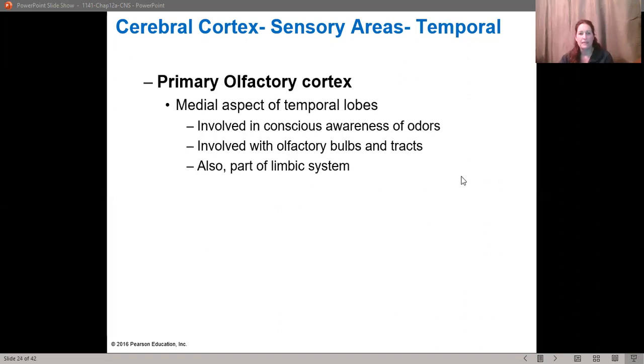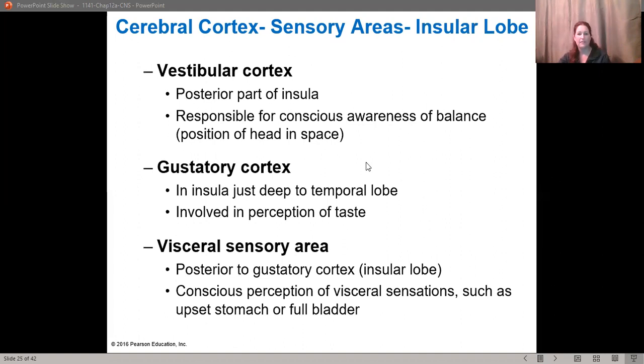Okay, so the temporal lobe has one more, the primary olfactory cortex, and it is associated with the sense of smell. So we have olfactory nervelets that hang down into our nasal cavity, and it will take that information and send it to the primary olfactory cortex and make us aware of odors. And it will work with the limbic system to associate those odors as being good or bad. Okay. We have 3 more.